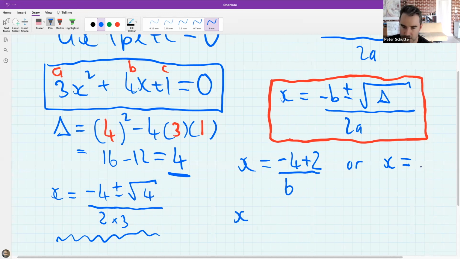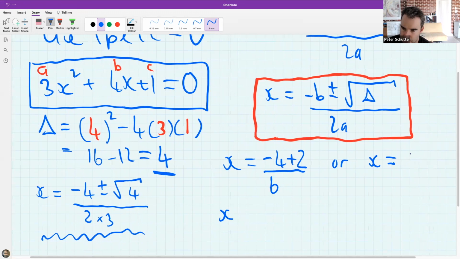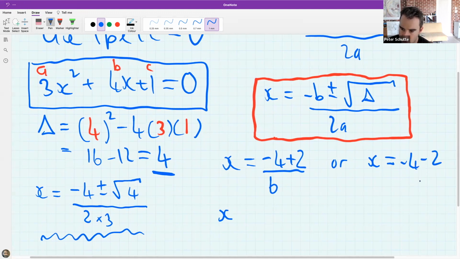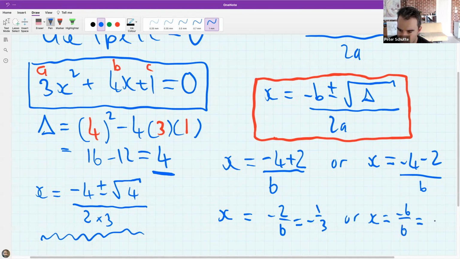And let me actually do the other one at the same time. -4 plus 2, and then it's going to be -4 minus 2 over 6. So x is going to be -2 over 6, or minus a third. Or x is going to be -6 over 6 equals -1.